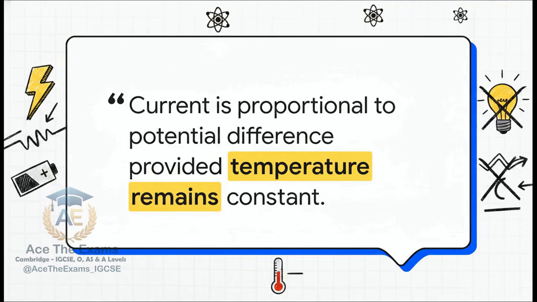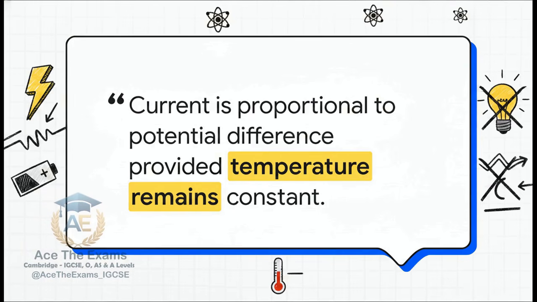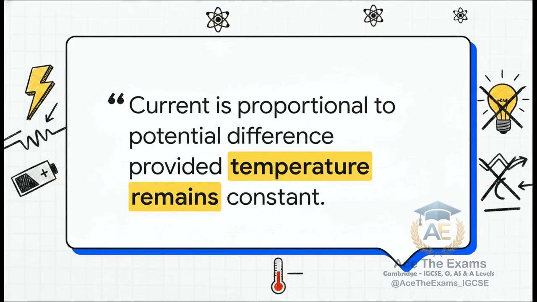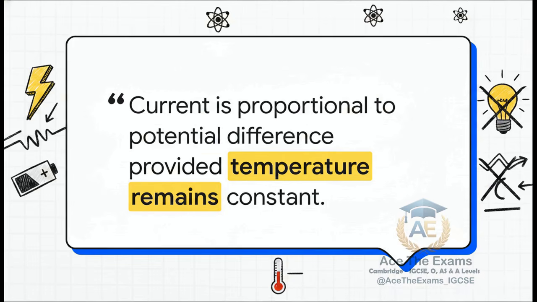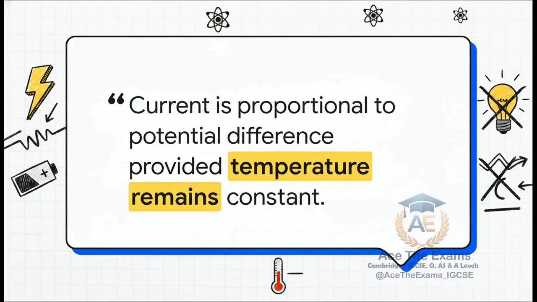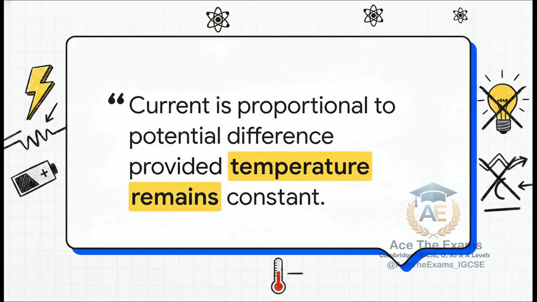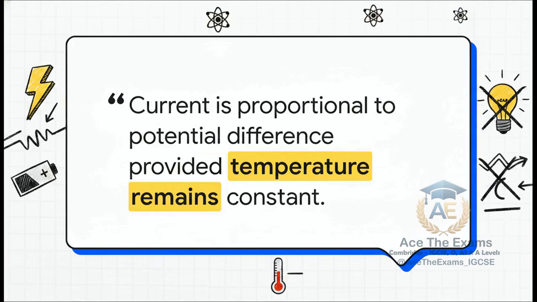The current through a metallic conductor is proportional to the potential difference across the conductor, provided the temperature remains constant. I want to heavily emphasize that last part. As we just saw vividly with the filament lamp, if the temperature changes, the resistance changes, and that beautiful proportionality breaks down entirely. Ohm's law is not a universal law of nature.